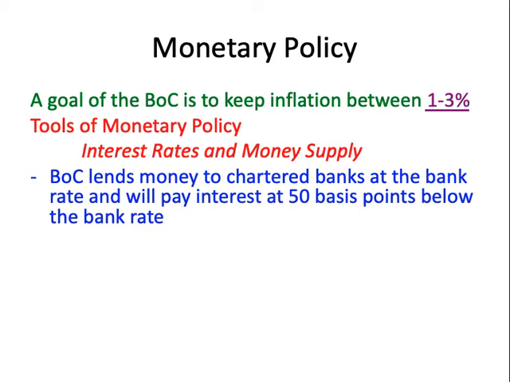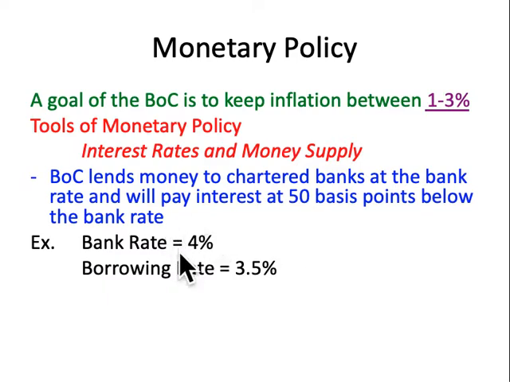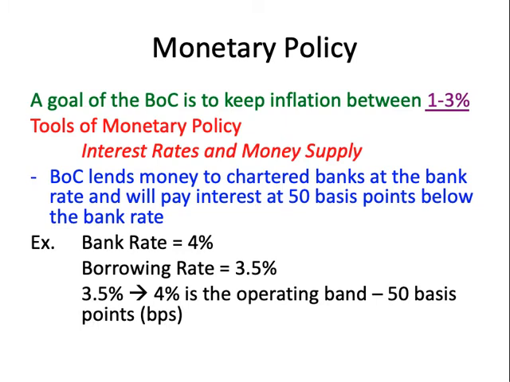So it's important to understand what the overnight rate target is that we're going to look at. The overnight rate target is a value that controls what the banks borrow at and what they lend at. So let's give you an example. The Bank of Canada will lend money to chartered banks at the bank rate, which we talked about last lesson very briefly. And the Bank of Canada will pay interest at 50 basis points below that bank rate. And so here's the example. If our bank rate is 4%, the Bank of Canada will borrow at 3.5%. This 50 basis point band is called the operating band.